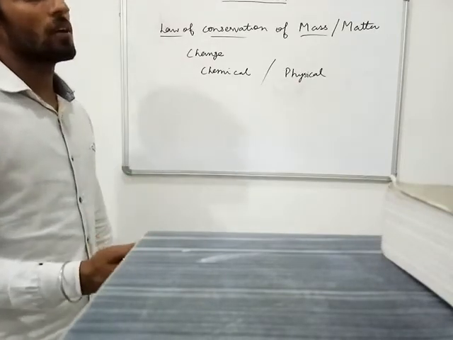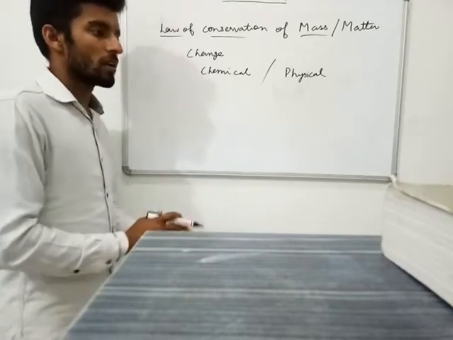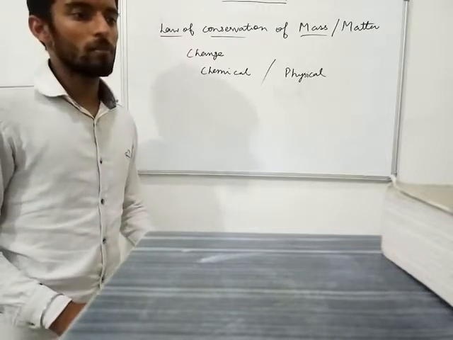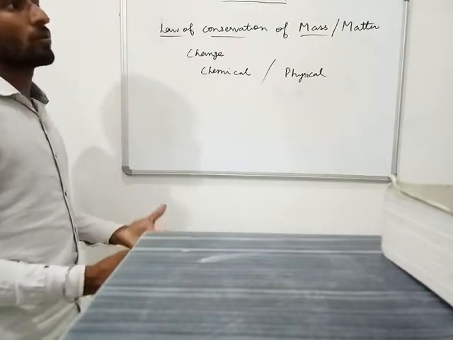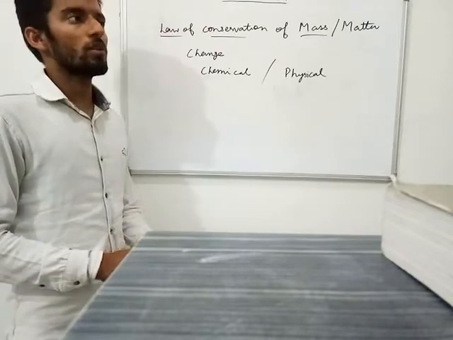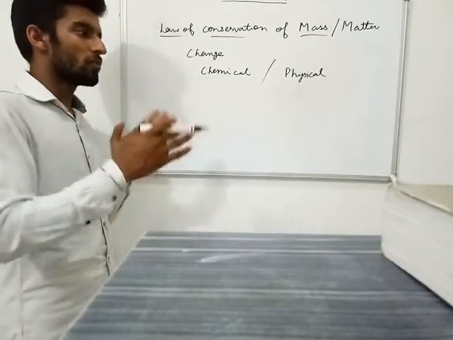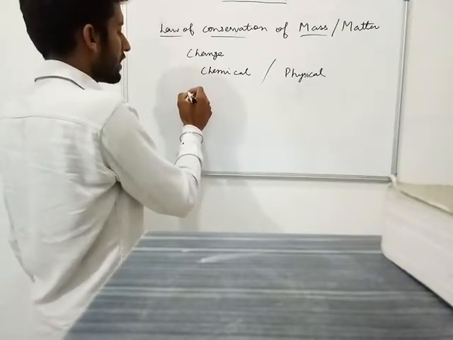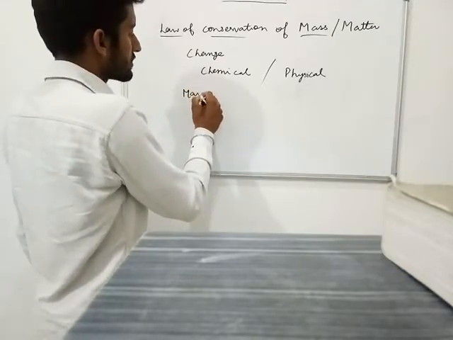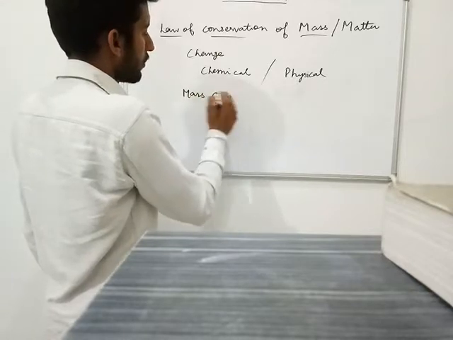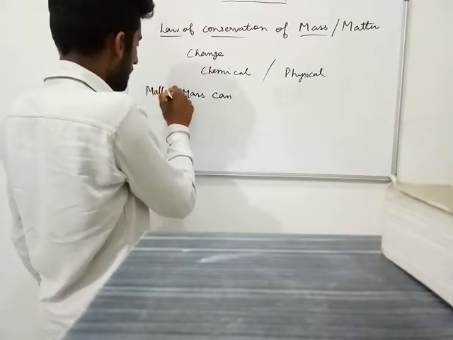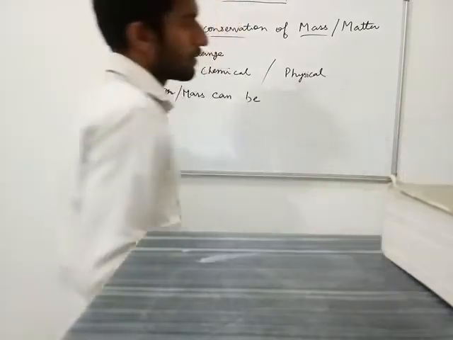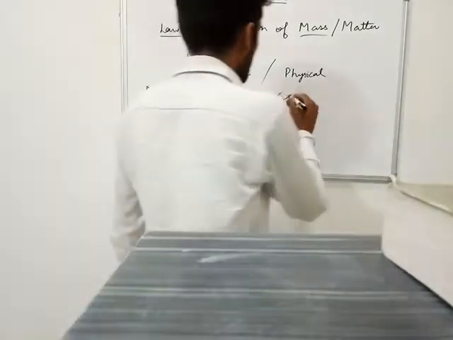But the condition is that some mass may escape outside into the surroundings, some escapes in the form of heat, some escapes in the form of gas. But if we check the total mass, it will remain the same. So this law states that mass, or matter, can neither be created nor destroyed.